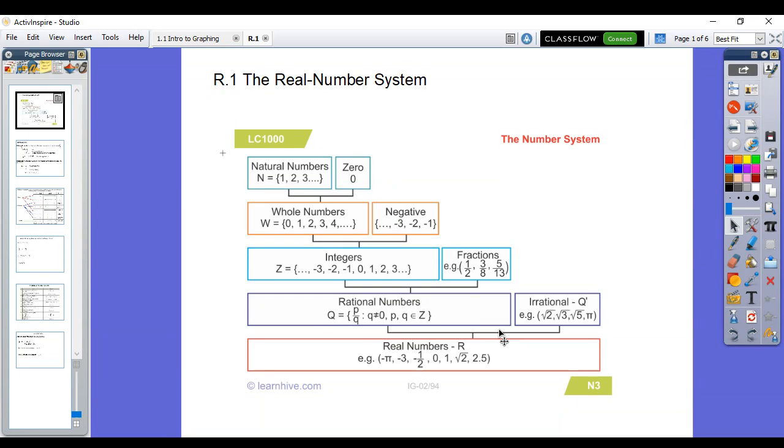Welcome, y'all. Today we're talking about the real number system. All right, so let's go over the subsets and how this system came to be.